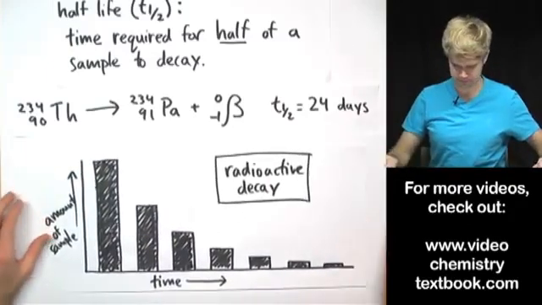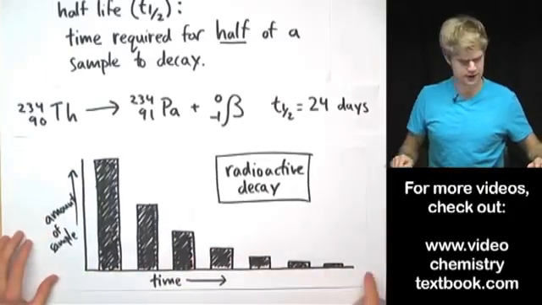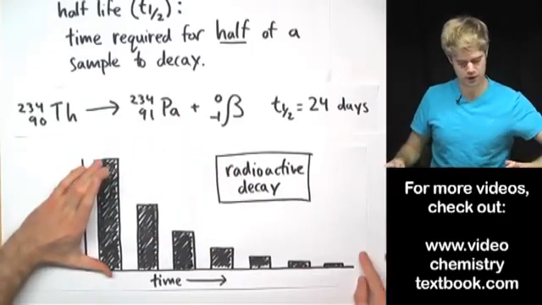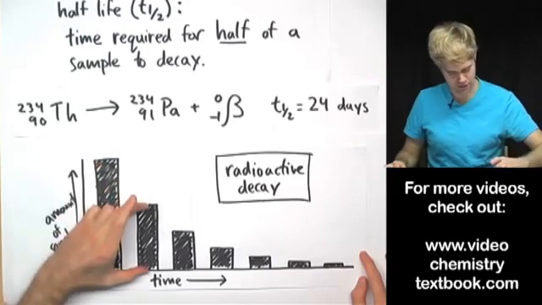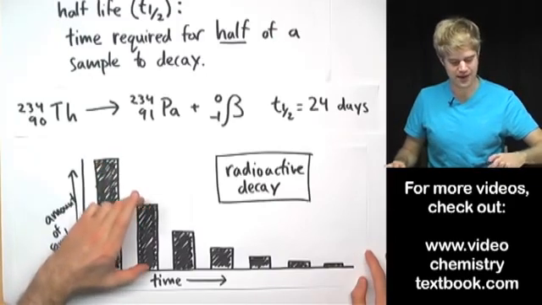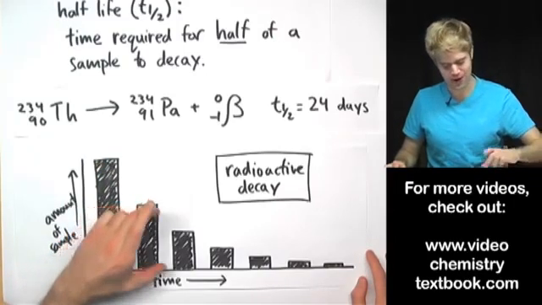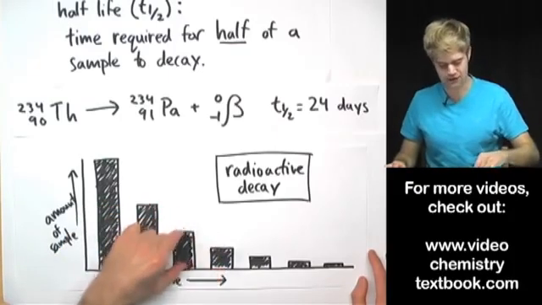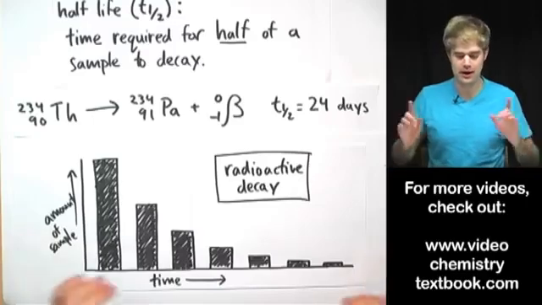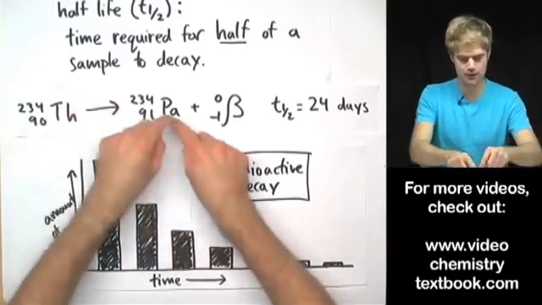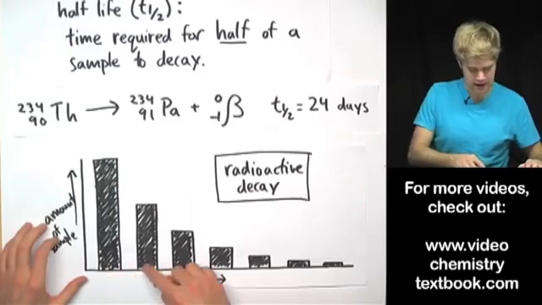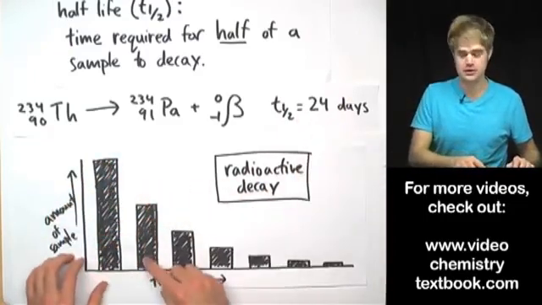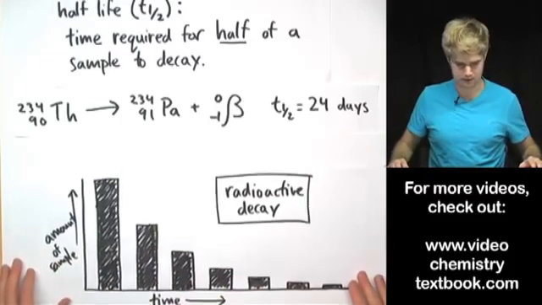Let's imagine that this is a graph of thorium turning into protactinium. Here's the amount of thorium that we start with. And then after one half-life, we have half of it. And then after another half-life, we have half of this. And then after another half-life, we have half of this, and so on. Now, if this is showing us thorium going to protactinium, each of these bars would be separated by 24 days. That would be the amount of time between them.